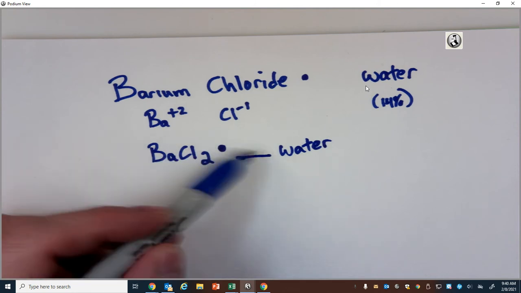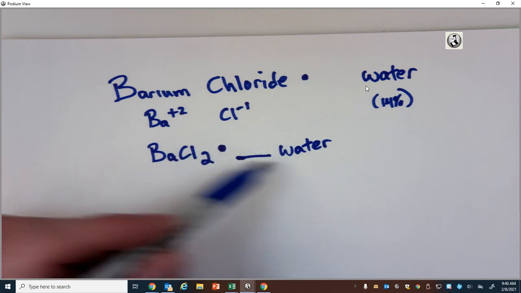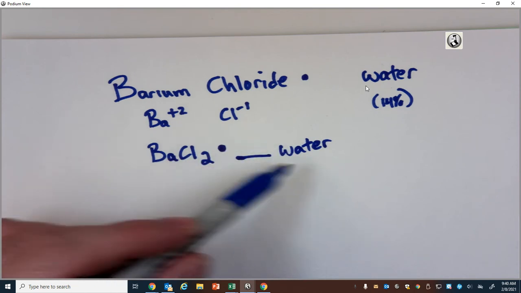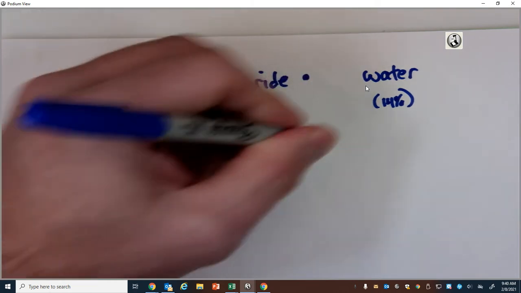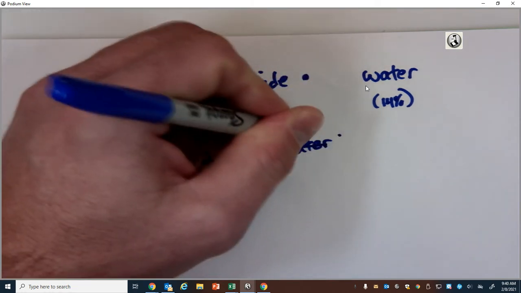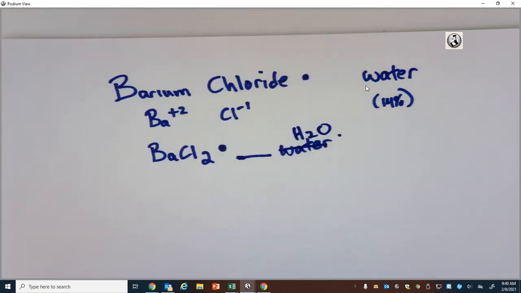Like, if it was 2, it'd be dihydrate. If it was 3, it'd be trihydrate. If it was 5, it'd be pentahydrate, whatever it is. So I wrote it as water there, but it realistically should be .H2O. So some number of water.